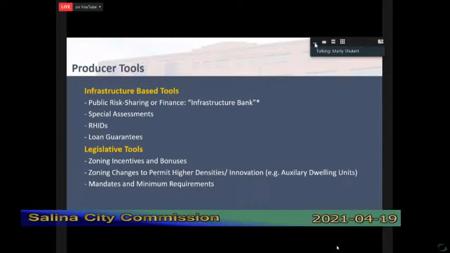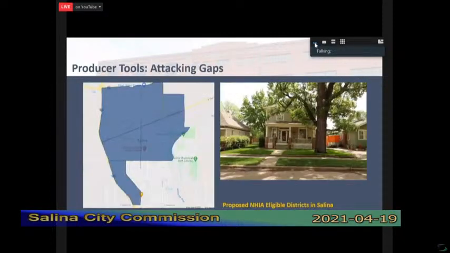And a related legislative tool are mandates and minimum requirements. That is, if you build multifamily development, a certain percentage of that has to be available by mandate to low and moderate income or workforce prices. So those are the producer tools.